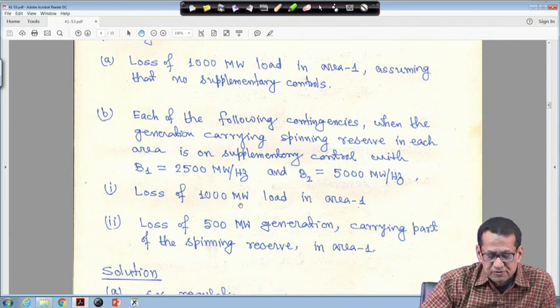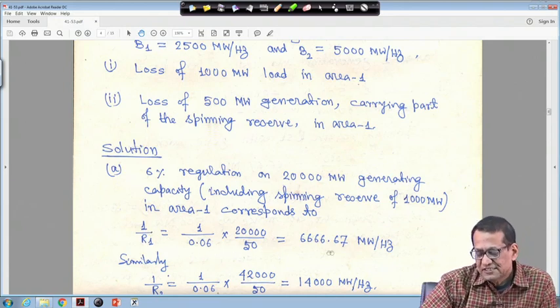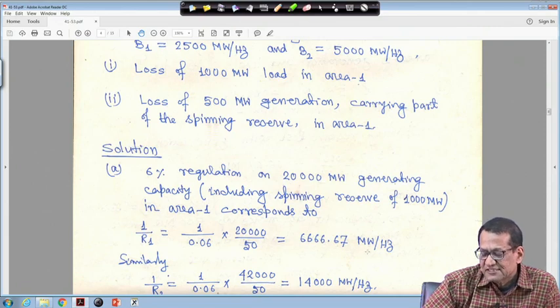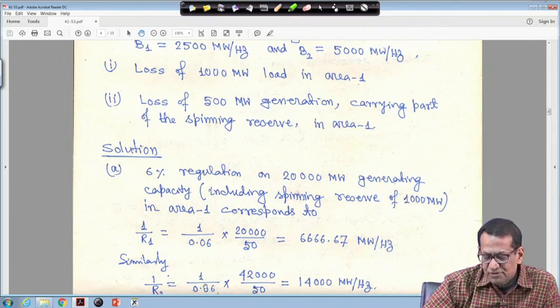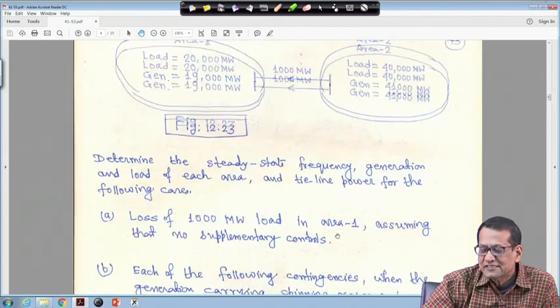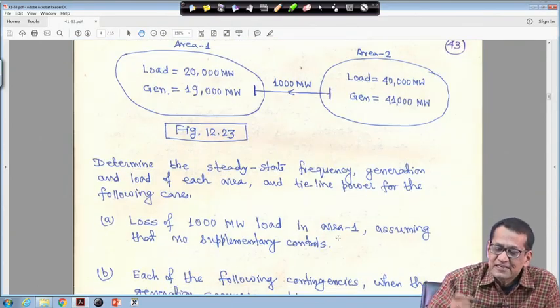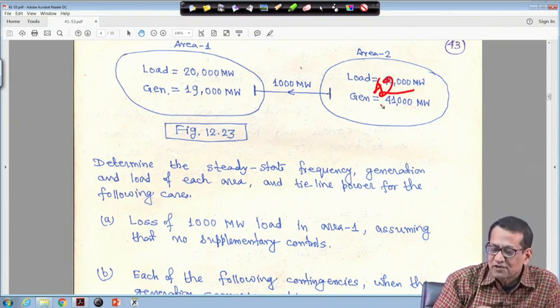So, solution. In this case, the 6% regulation of 20,000 megawatt generating capacity, including the spinning reserve of 1000 megawatt, in area 1. So, 1 upon R1 is 20,000 by 6% of 50 hertz, right. So, it is 6666.67 megawatt per hertz, right. Similarly, 1 upon R2 will be, just hold on, I think it is 42,000 megawatt.